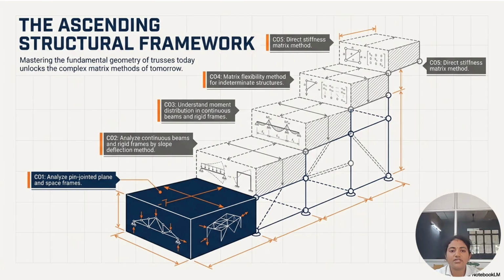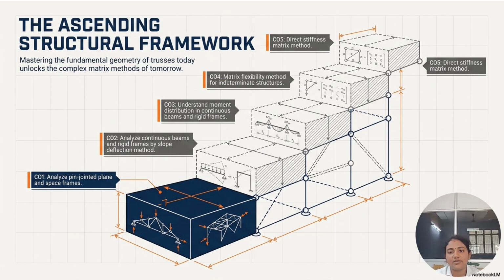This image shows how the syllabus proceeds, and how structures are analyzed using the structural analysis syllabus. The first unit is pin-jointed frames, and the second is the slope deflection method, where they will learn continuous beams and rigid frames. With respect to this, they will draw the shear force and bending moment diagrams. Then the moment distribution method for continuous beams and rigid frames, where they will learn about the iteration methods to find the moments carried over to the beams and frames.